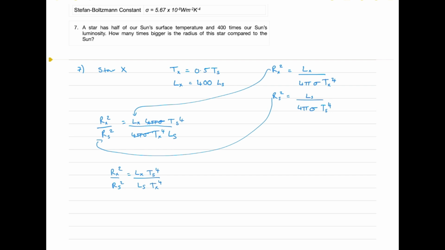Now instead of putting in Lx, we know that Lx is equal to 400 Ls. And instead of putting in Tx, we know that Tx is equal to 0.5 Ts. So let's substitute them in. Rx squared over Rs squared equals 400 Ls Ts to the power 4, over Ls times Tx to the power 4, which is 0.5 Ts to the power 4.